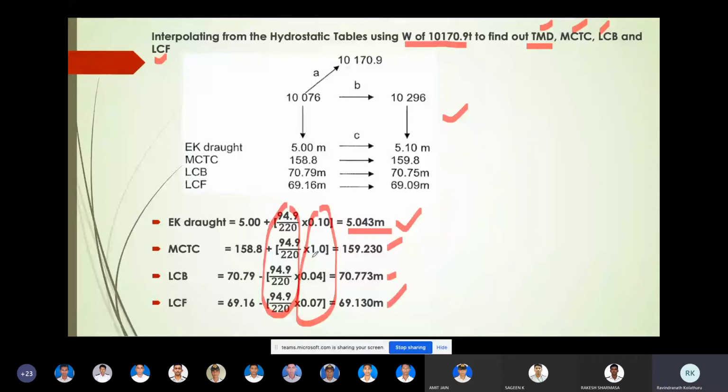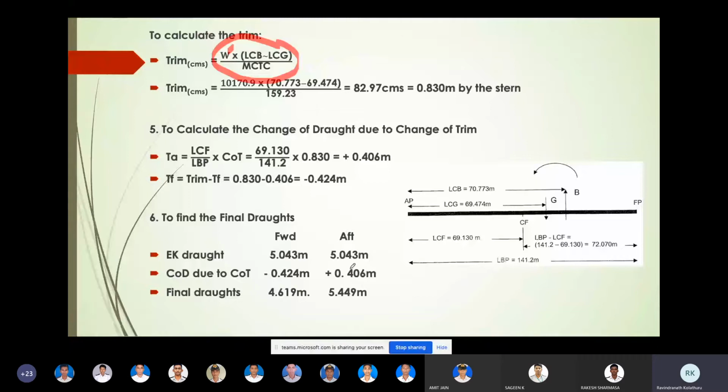Fine. So now with my final displacement, I have got all these values. Then I can apply them in my trim, because my intention is to find the final trim and the final drafts of the vessel. So now W I know, LCB I know, LCG I know, and MCTC I know. So my trim will be 82.97 centimeters. Now whether it is by stern or by head, again I will plot the sketch. What is my LCG value?